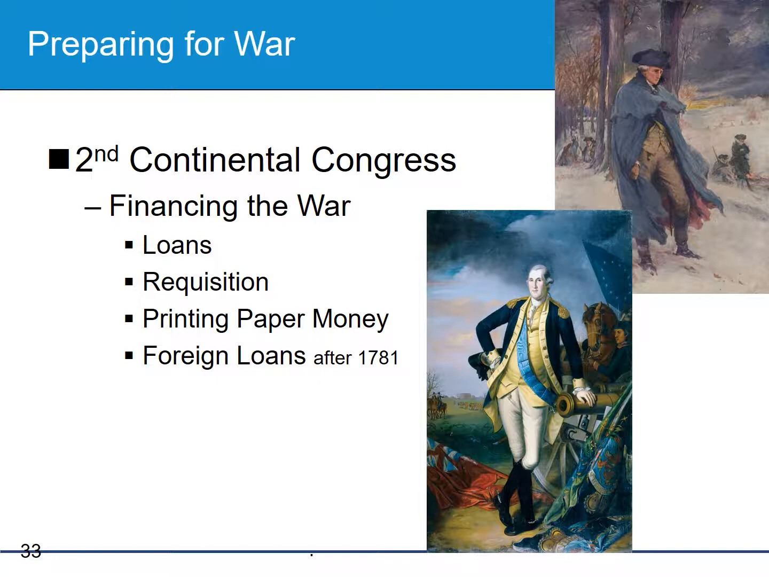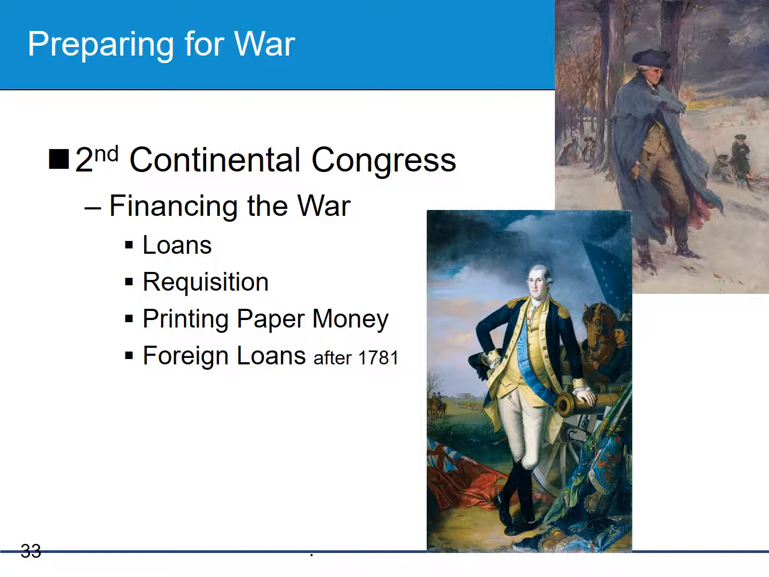In the early years, they're going to rely a lot on loans. And these are going to be loans from the few wealthy individuals that live in the colonies. They are going to sell war bonds, hoping people will help to finance the war. That's going to bring in some money, but not huge amounts of money.